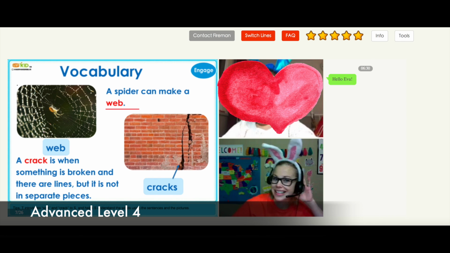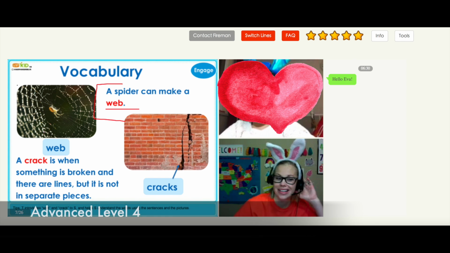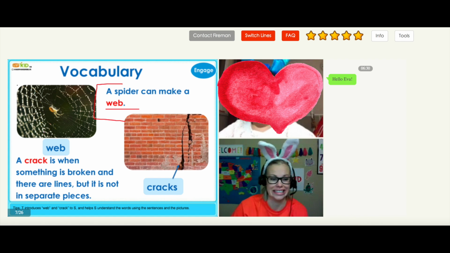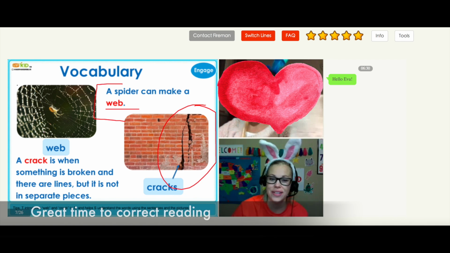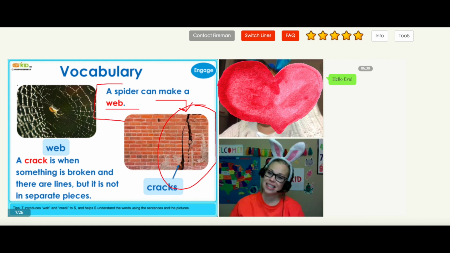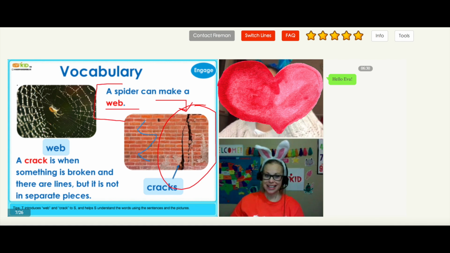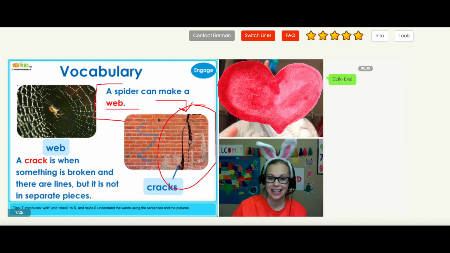Web. A spider can make a web. I hate spiders. A crack is when something is broken and there's lines, but it's not in separated pieces. Have you seen a crack like this? Yes, there's also cracks like this.